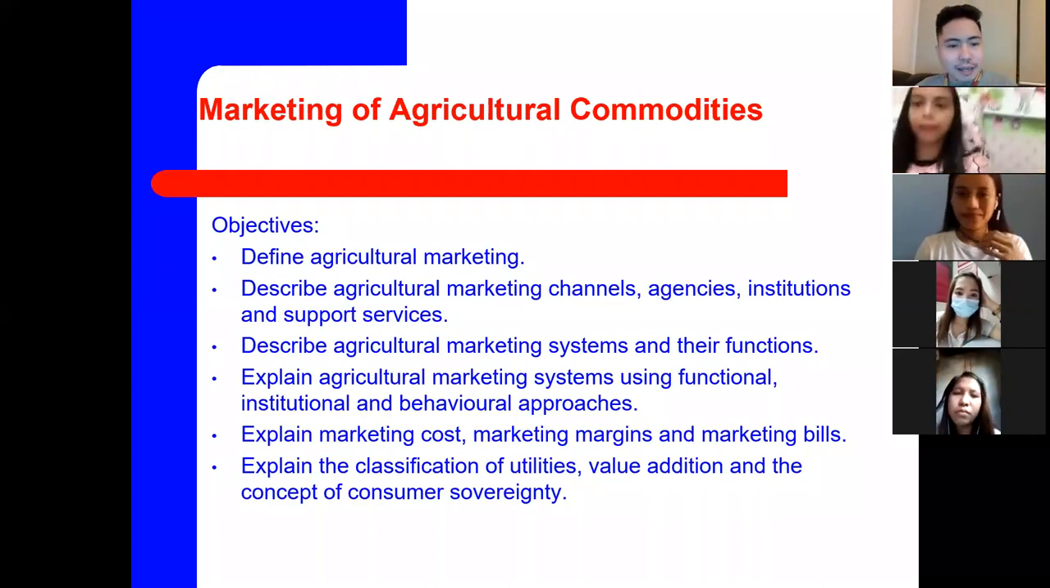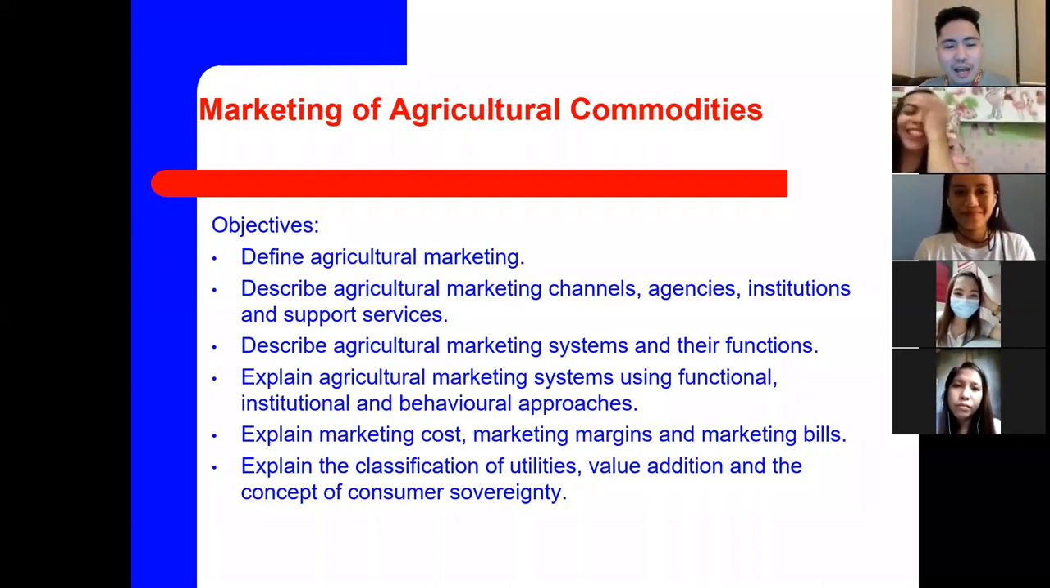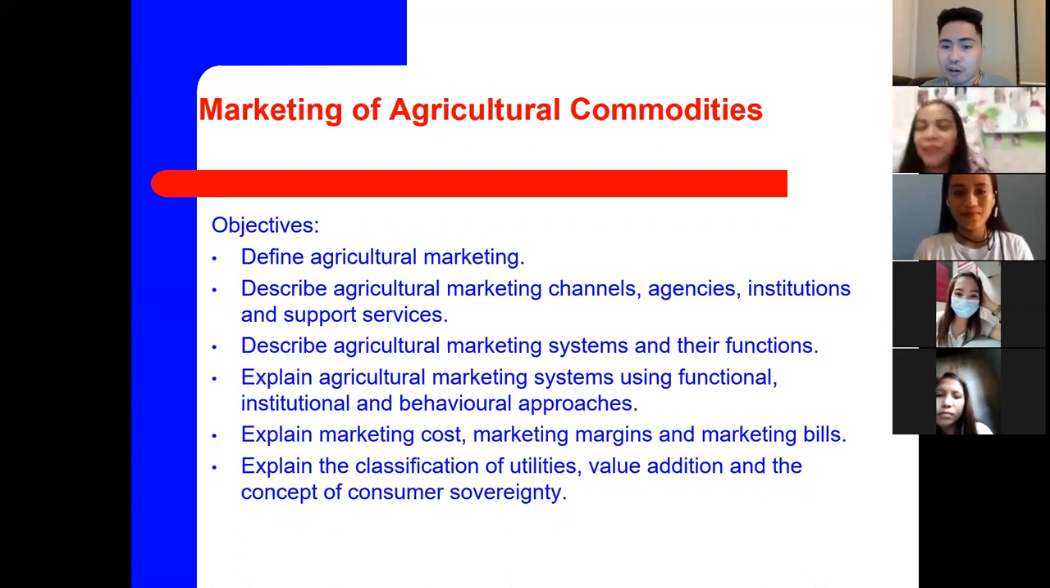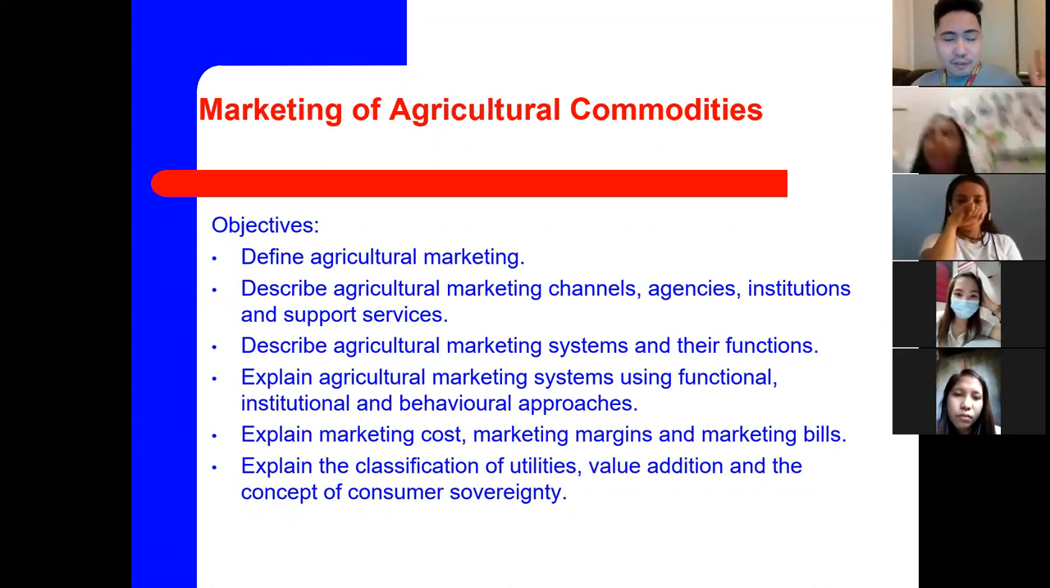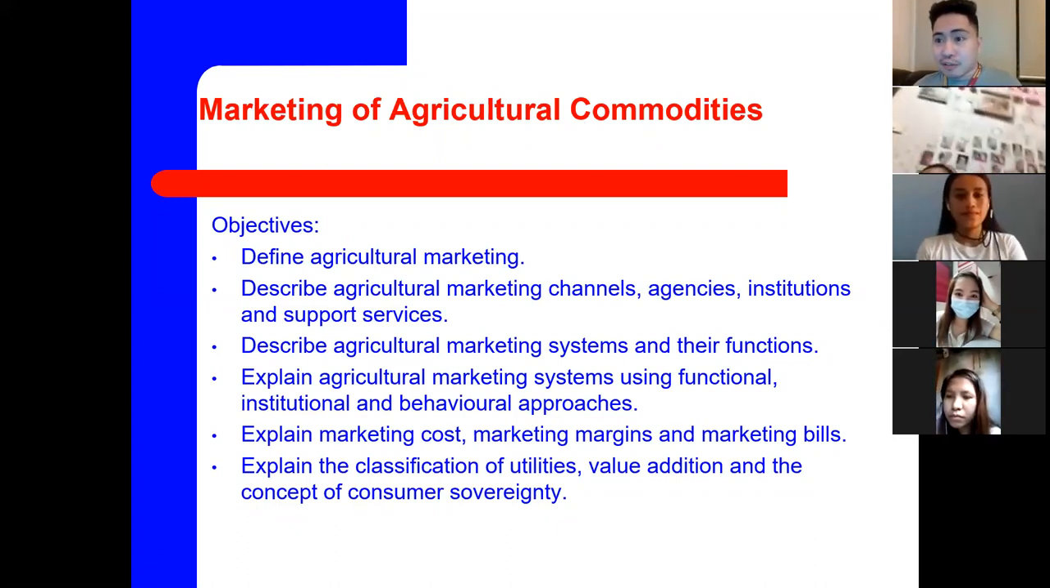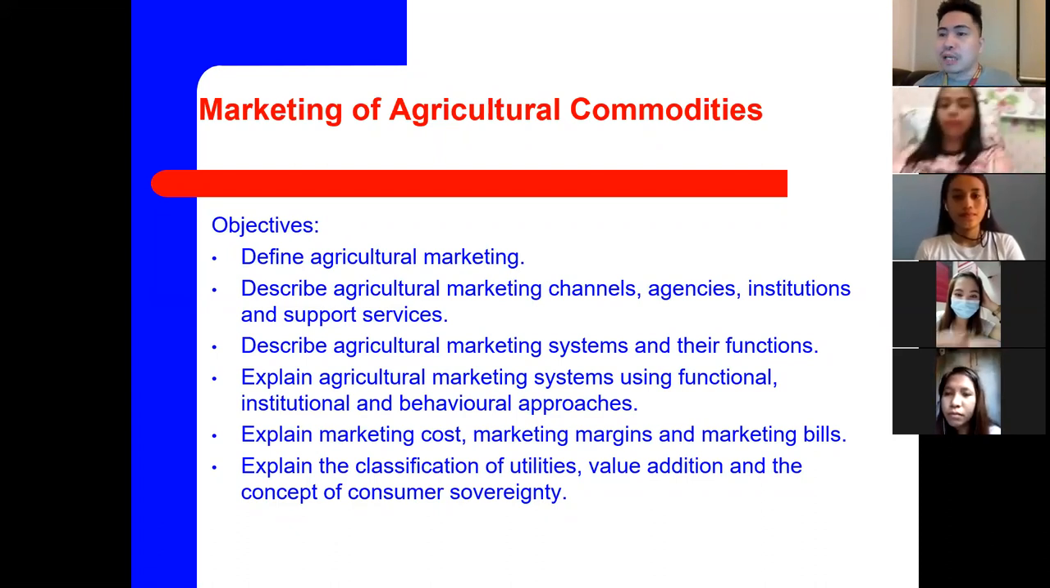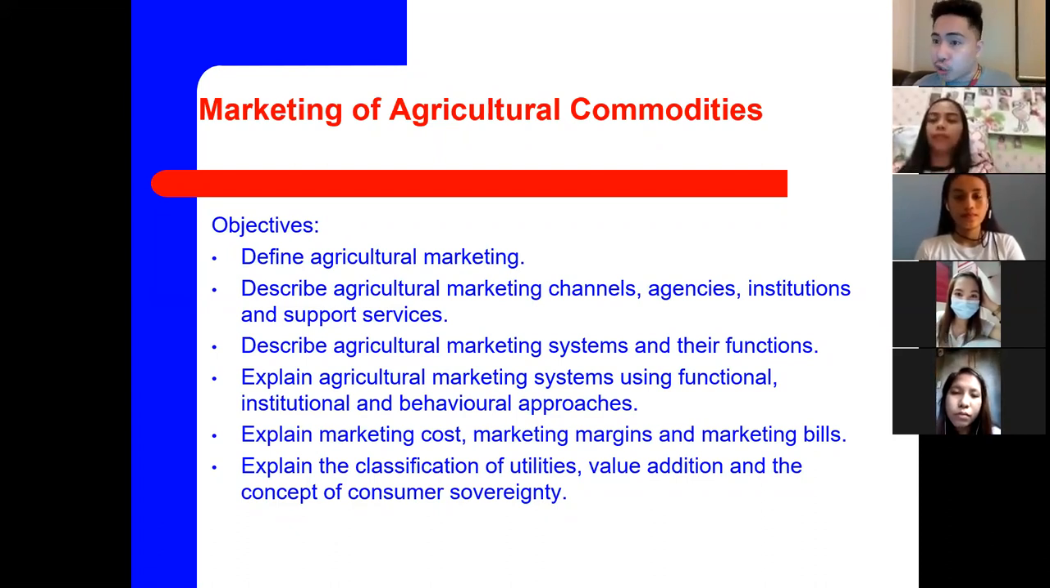Other things we'll be covering are marketing costs, marketing margins, and the marketing bills. What are the possible sources of expenses for the distribution systems of agricultural products, and what would be the possibility that we will earn more if we're going to save?